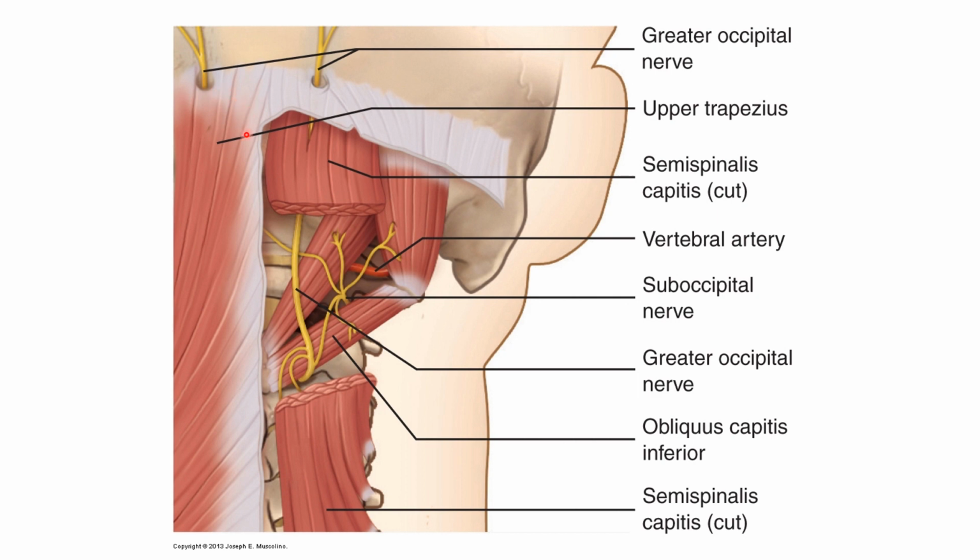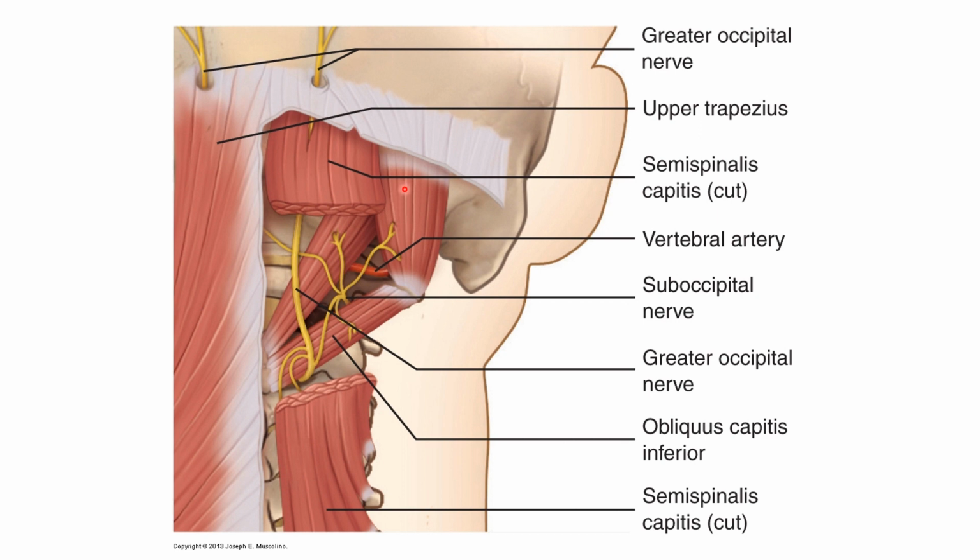On the left side of this image, the trapezius is still intact, attaching to the superior nuchal line. You can see the greater occipital nerve piercing through the fascia here of the trapezius. Deep to the trapezius are the splenius muscles, which have been removed, and then you have the semispinalis capitis, which has been cut to reveal the deeper muscles, the suboccipital muscles.